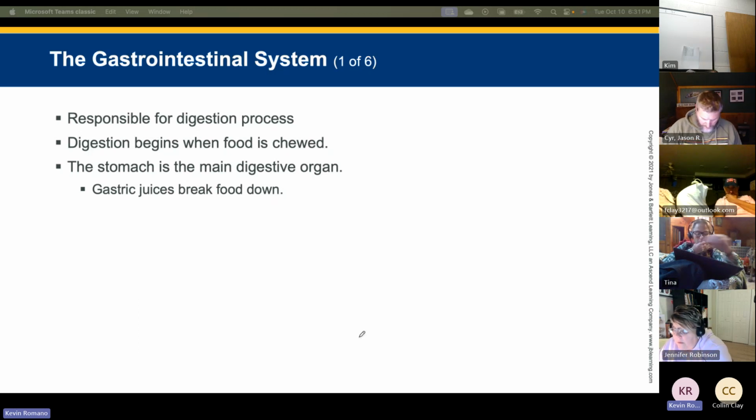All right, so the gastrointestinal system. It's responsible for the digestion process, right? Digestion begins when the food is put into the mouth and then is chewed, right?